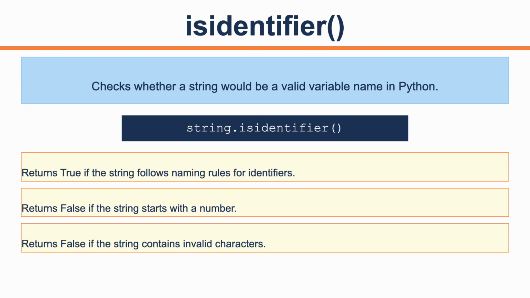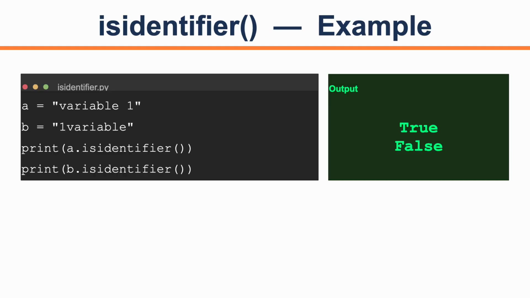The isIdentifier method checks whether a string would be a valid variable name in Python. It returns true if the string follows naming rules for identifiers. It returns false if the string starts with a number or contains invalid characters. Here we check two strings using the isIdentifier method. The first string starts with a letter, so it returns true. The second string starts with a number, so it returns false.